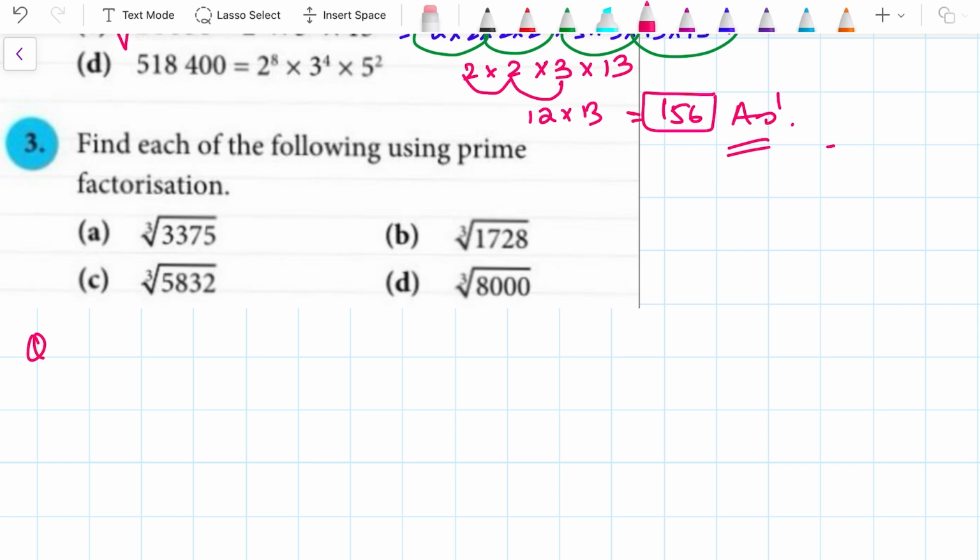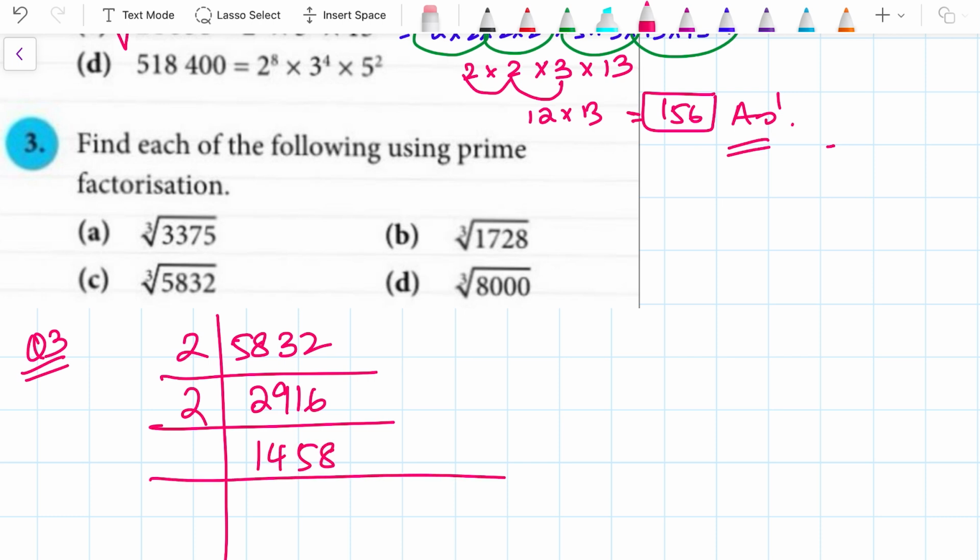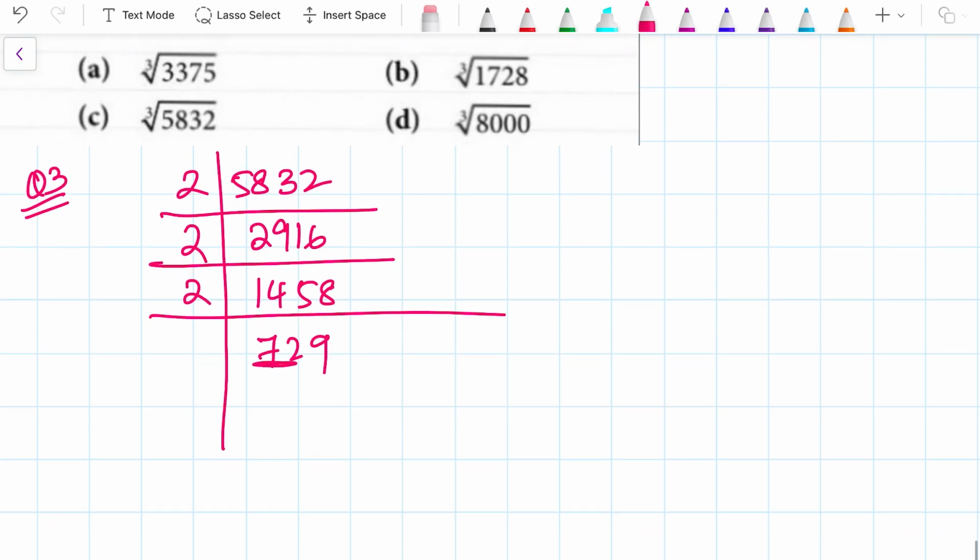Let's do question number 3, cube roots. 5832. Let's divide it by 2. We get 2916. Divide this again by 2. Divide this again by 2. Divide this by 3 now, because 7 plus 2 is 9, 9 plus 9 is 18, 18 plus... 81. Mental math, regular division, multiplication need to be strong.